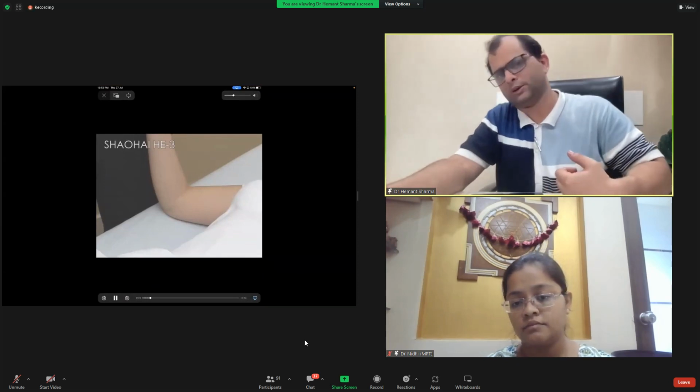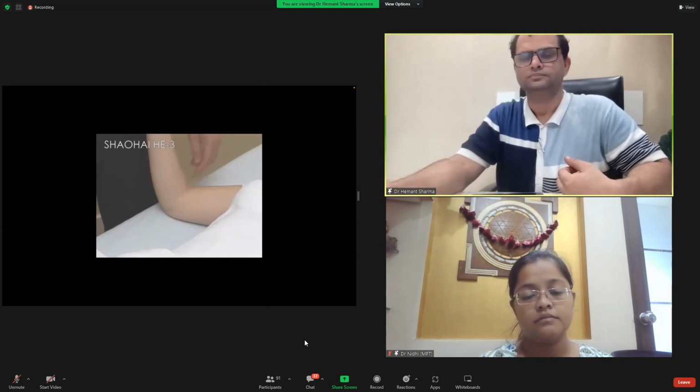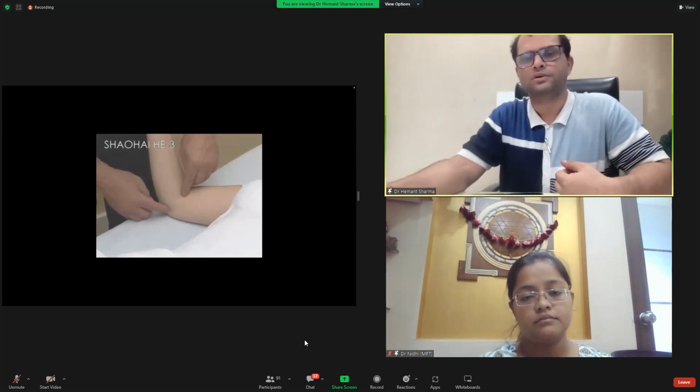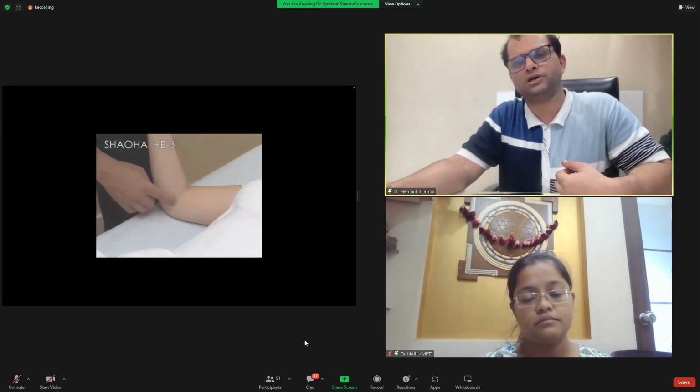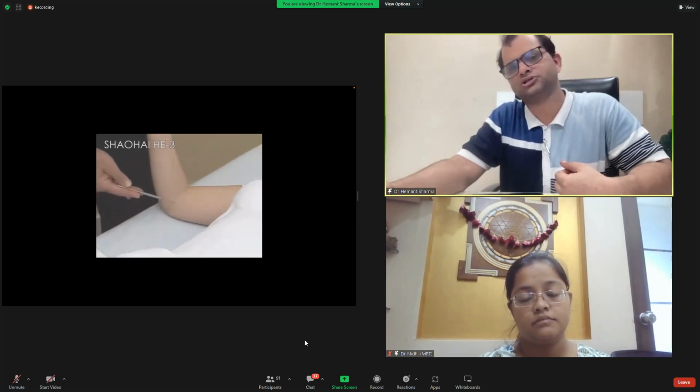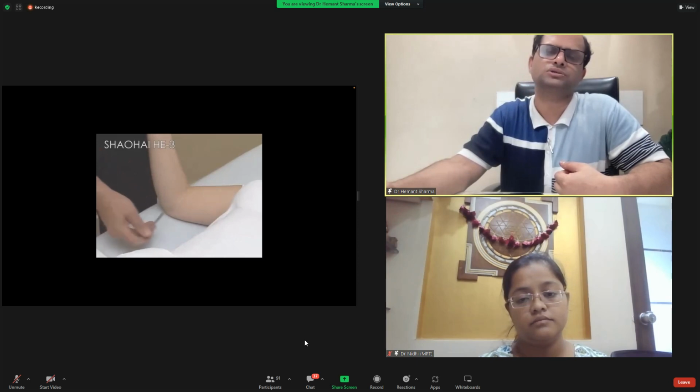So now we are looking the elbow from the medial side. हम अंदर की तरफ से elbow को देख रहे हैं. We can see the inner elbow crease. That is the exact position of the heart 3 point. So we have to stimulate this heart 3 point. We can do the stimulation. We can do the massage. We have to stimulate this point.